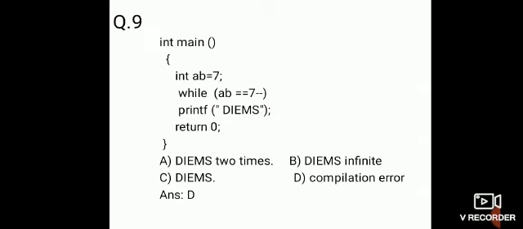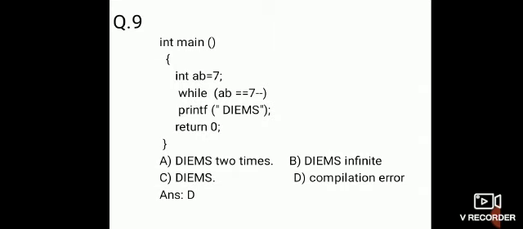Question number 9. This is our last question. What will be the output of the C program? The main function is correct, the opening and closing brackets are also correct, and the return value is also correct. But AB is 7. Integer AB is equal to 7, and in the while loop, while 7 minus minus.